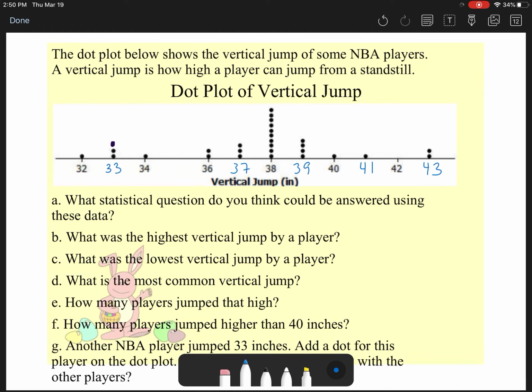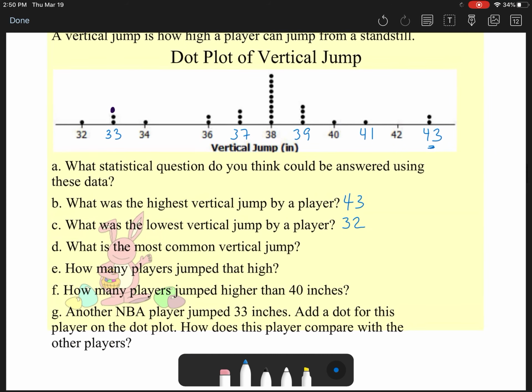What was the highest vertical jump by a player? Remember the vertical jumps here, we have 43 inches is the highest, okay? And how many NBA players can jump that high? We have 2 players that can jump that high, okay? What was the lowest vertical jump by a player? That's the smallest number that we have on the chart, and that would be 32.